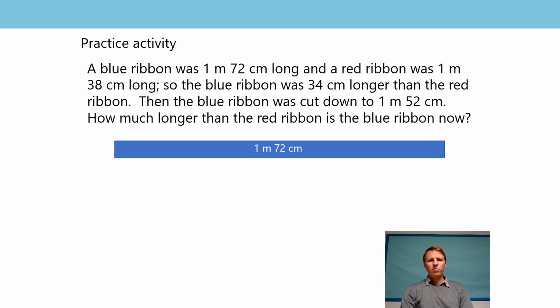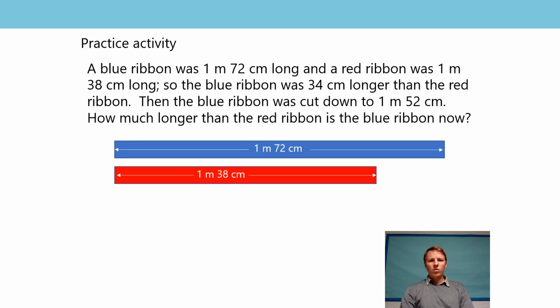So we have our blue ribbon is 1 meter 72 centimeters. We had our red ribbon was 1 meter 38 centimeters. Where are we going to put this bit of information? The blue ribbon was 34 centimeters longer than the red ribbon. It's a little bit like our bar chart in the previous lesson. It's going to be in the space between the end of the red bar and the end of the blue bar. It's going to go in this section, and we're told it's 34 centimeters long.